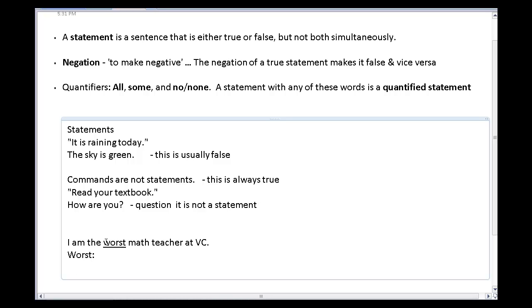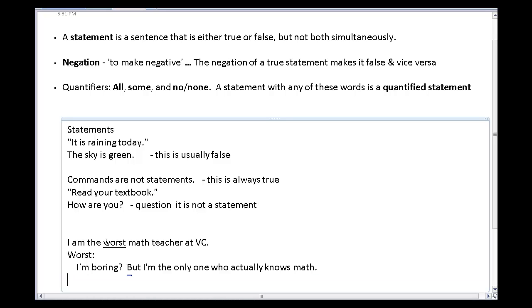Do I mean that I'm boring? Maybe my lectures suck. What if I'm boring, but what if every other math teacher at VC, and this is not true, but I'm saying what if, I'm boring, but I'm the only one who actually knows any math? If I'm the only one who knows any math, then I'm the only one who can actually teach you some skills that you can use, even if I am boring and sound like one of those electronic reading machines.